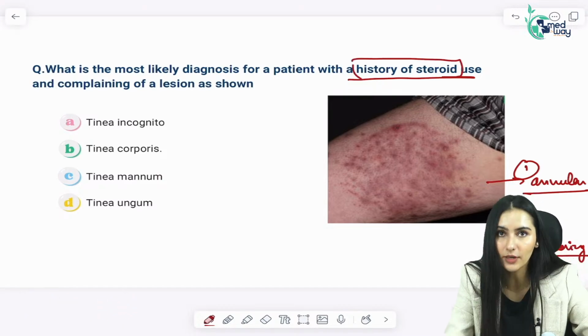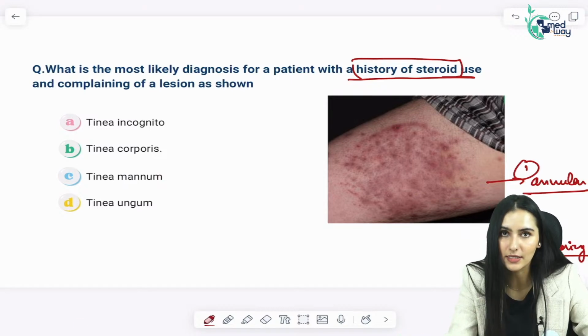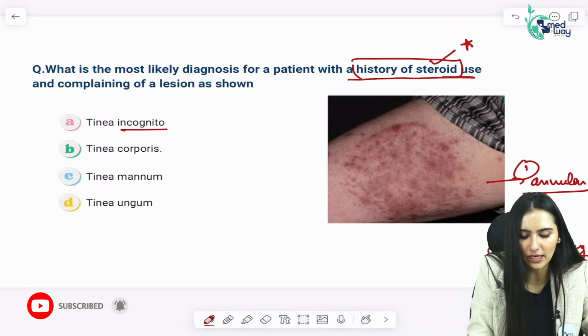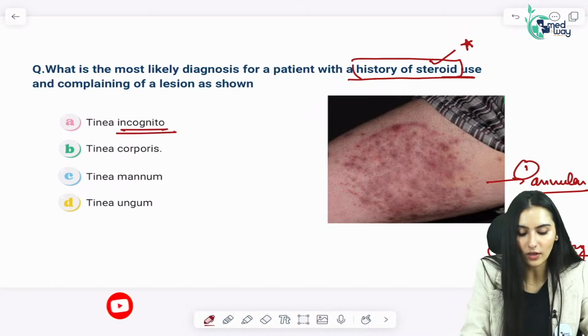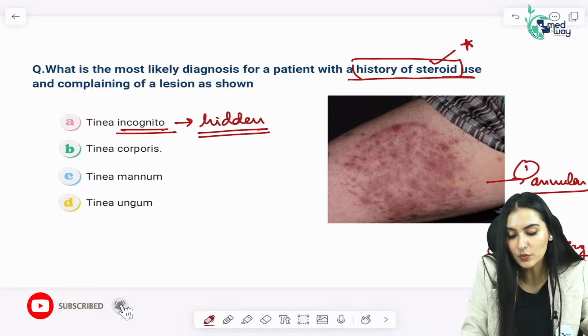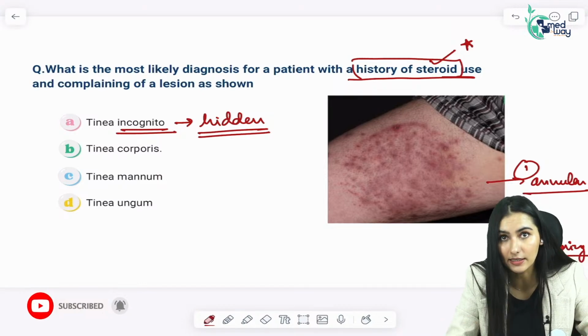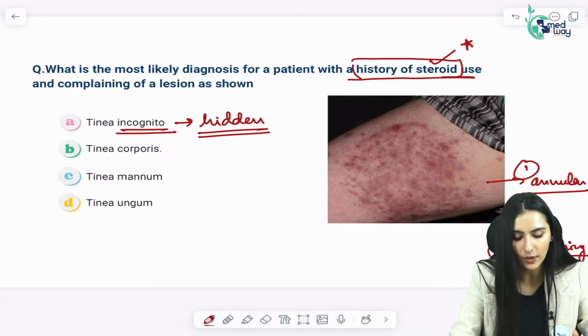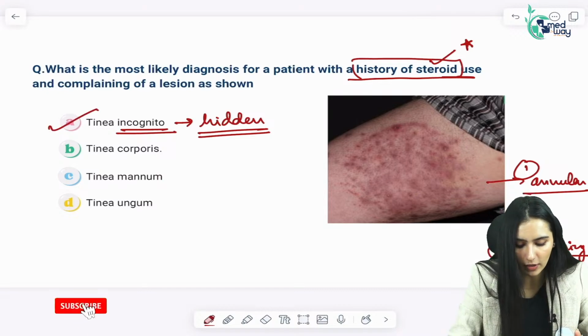The patient used steroids and they changed the clinical picture of the disease. Whenever the word steroid comes, the answer has to be incognito. What is incognito? Incognito mode, that is hidden. You can't make it out clearly. That is what is here. This is tinea, but it is hidden. It is not the typical presentation. It is a little atypical presentation of tinea. So the answer is tinea incognito.